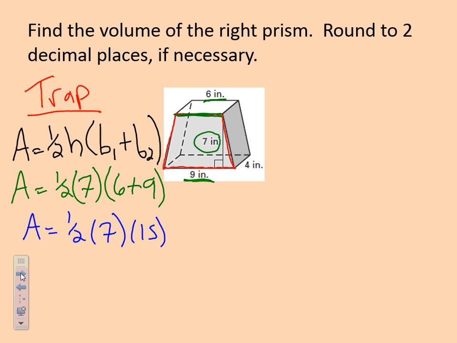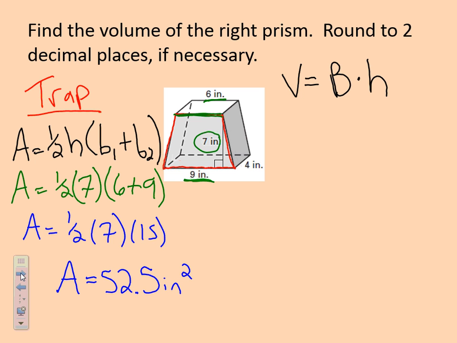Now I'm just going to type all that into my calculator. Area equals 52.5 inches squared. Now to find my volume, all I'm going to do is plug it into my formula. So volume equals base area times height. Now I already found my base area, which is my trapezoid, so I'm going to plug that in. Volume equals 52.5 times my height. Now my height is from one trapezoid to the other. That's this right here.